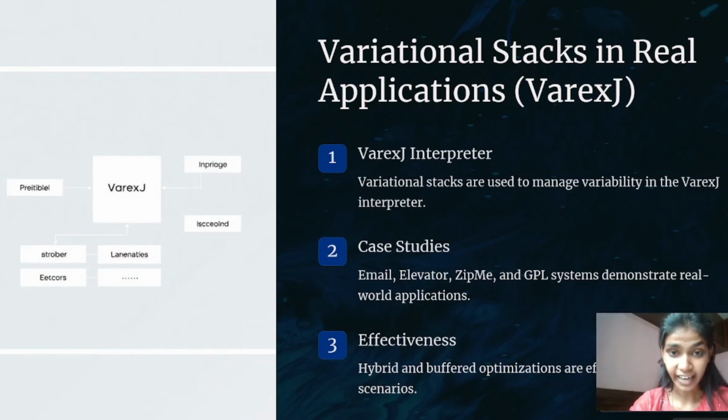To wrap up, choosing the right variational stack design can have a major impact on performance when dealing with variability in data and code. The stack of choices design is generally more efficient for large configuration spaces, and the hybrid and buffered optimizations provide significant performance gains in real-world applications. Looking forward, there's still more to explore in terms of how these stacks perform in different scenarios.